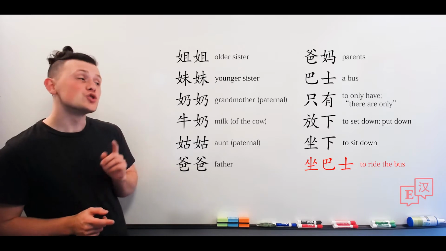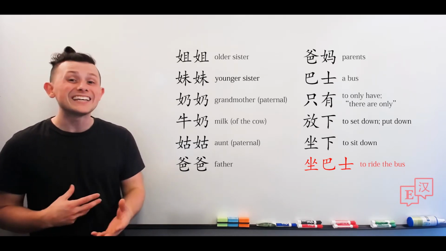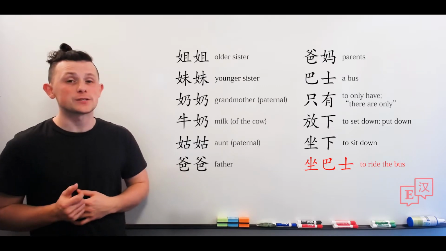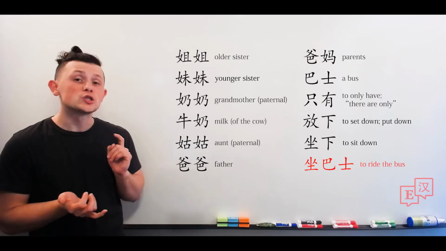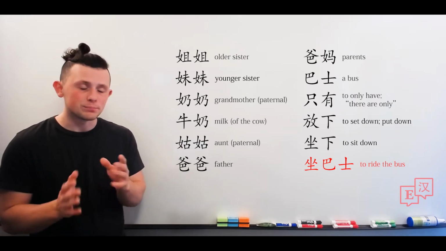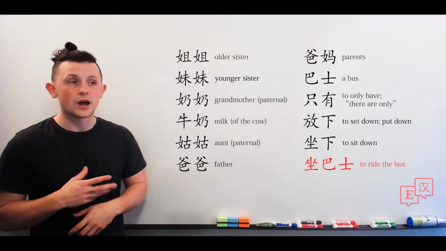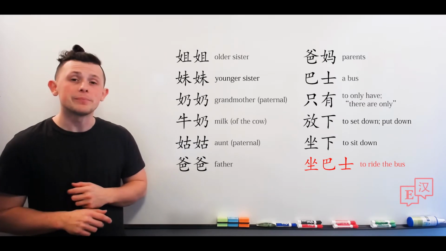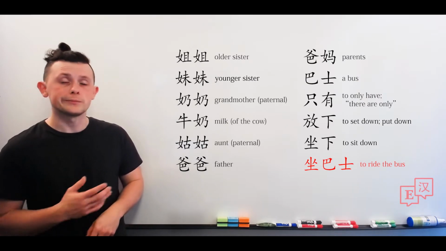In Mandarin, 坐 is the go-to verb we will use when riding or taking transportation. So we would 坐 a car, we would 坐 a 飞机, a plane. We can 坐 any number of things. Not a bicycle, we have a different thing for that. But typically, if you take a seat as a passenger, you will 坐.